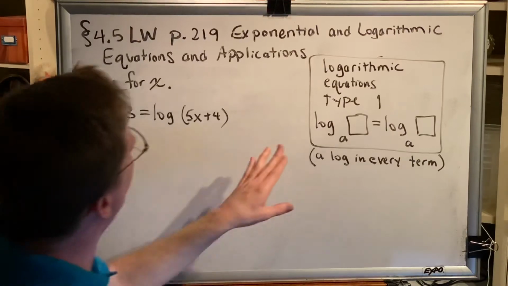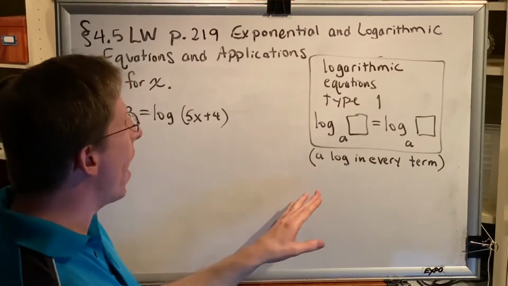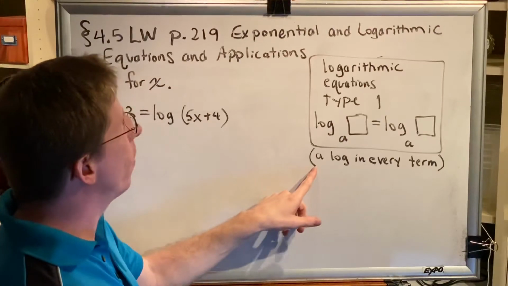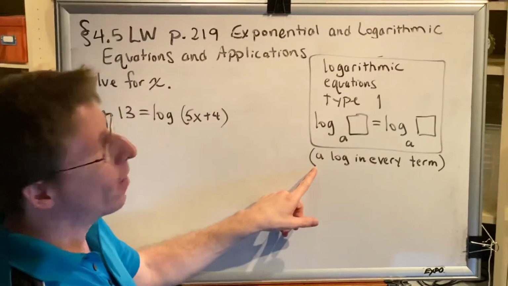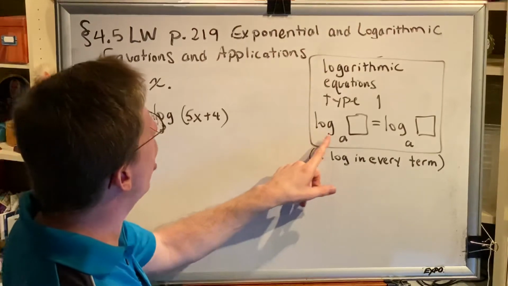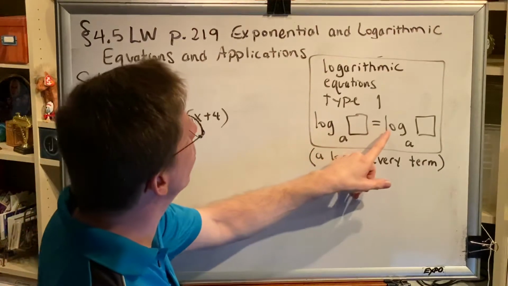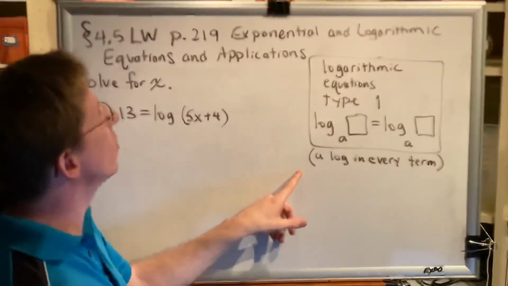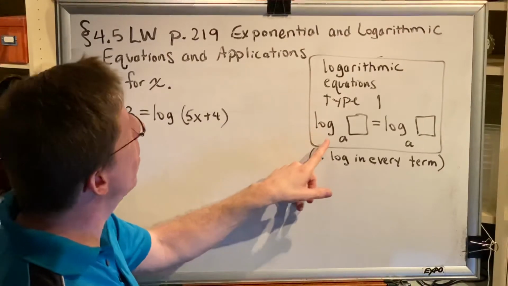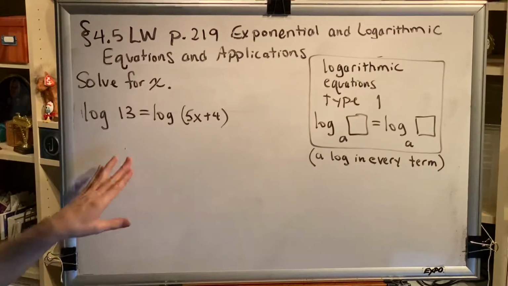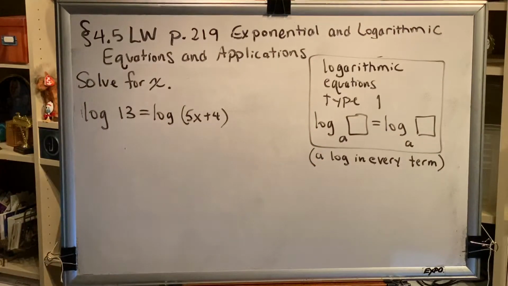As a reminder, logarithmic equations of type 1 start out with every term in the equation being a logarithm, and the bases are the same in every one, and can be rewritten to be of the form log base a of something equals log base a of something. The method of solving type 1 equations is put it in this form and then set the arguments equal to each other. All right, so here's our first problem, and it's very short and easy.